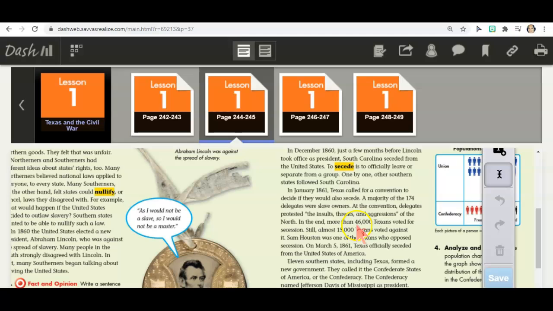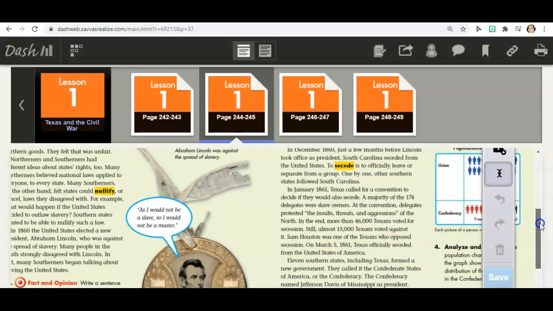In the end, more than 46,000 Texans voted for secession. Still, almost 15,000 Texans voted against it. Sam Houston was one of the Texans who opposed secession. On March 5, 1861, Texas officially seceded from the United States of America.